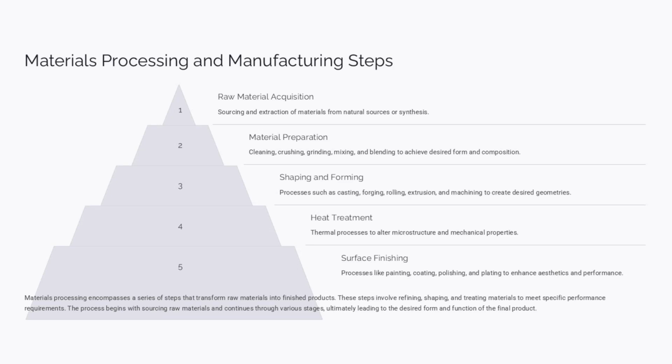Next, shaping and forming processes like casting, forging, rolling, extrusion, and machining are used to create the desired geometries. Heat treatment is then applied to alter the material's microstructure and mechanical properties. Finally, surface finishing steps like painting, coating, polishing, and plating are used to enhance the aesthetics and performance of the final product. The overall process transforms raw inputs into the finished products we use every day.